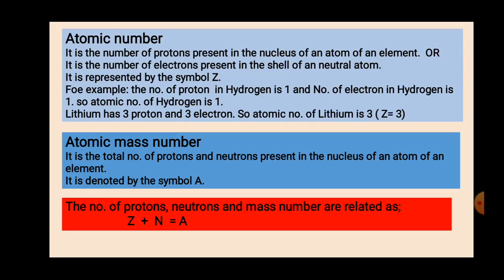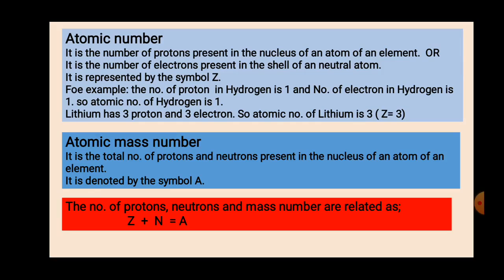The relationship given is Z plus N is equal to A. What is the meaning of A? A is the mass number. What is the definition of mass number? It is the total number of protons and neutrons. Total means a plus sign, or sum of the number of protons and neutrons. Protons means the atomic number, so that is written as Z. The number of neutrons is written as N. So Z plus N, the sum of protons and neutrons, gives the mass number, which is equal to A.